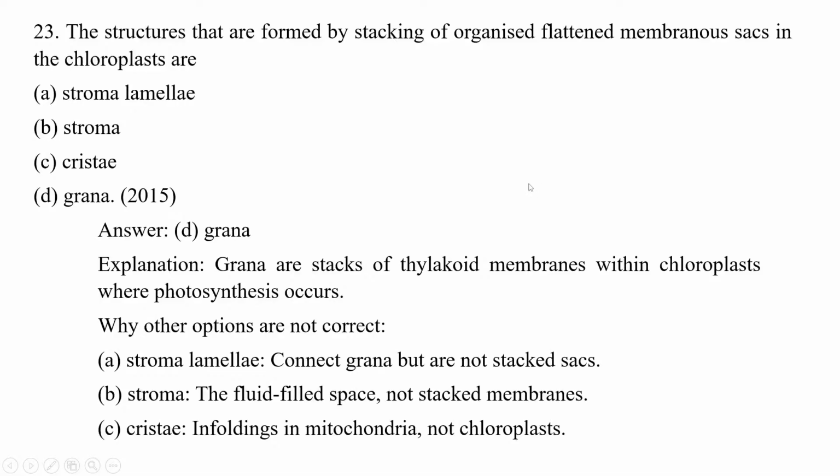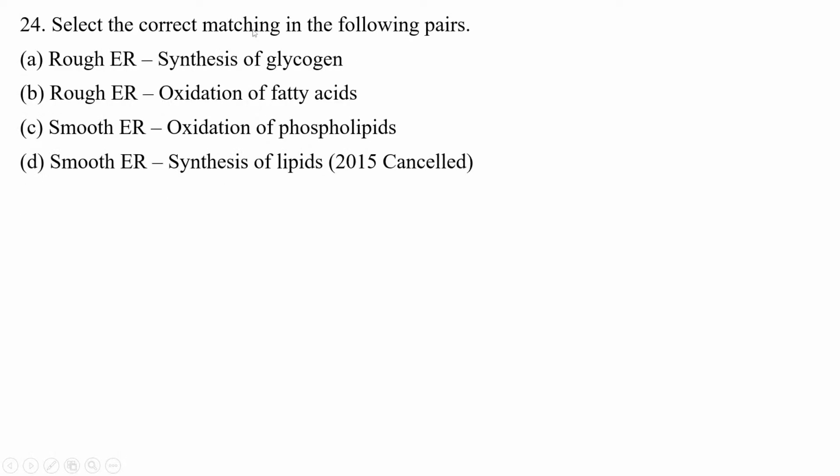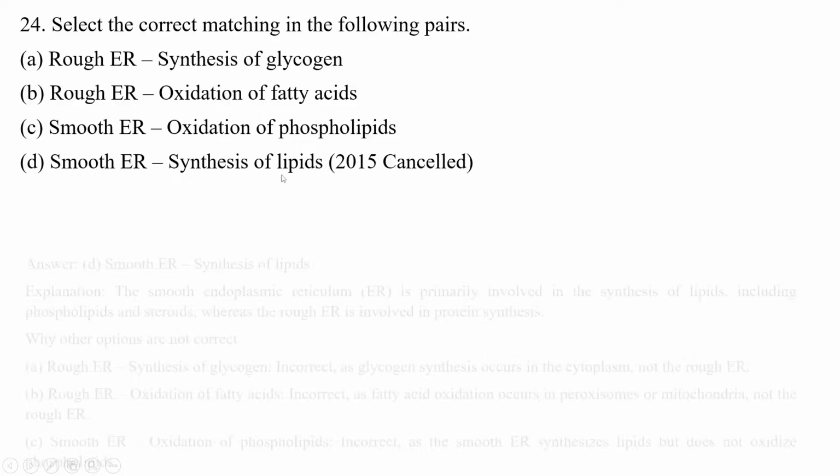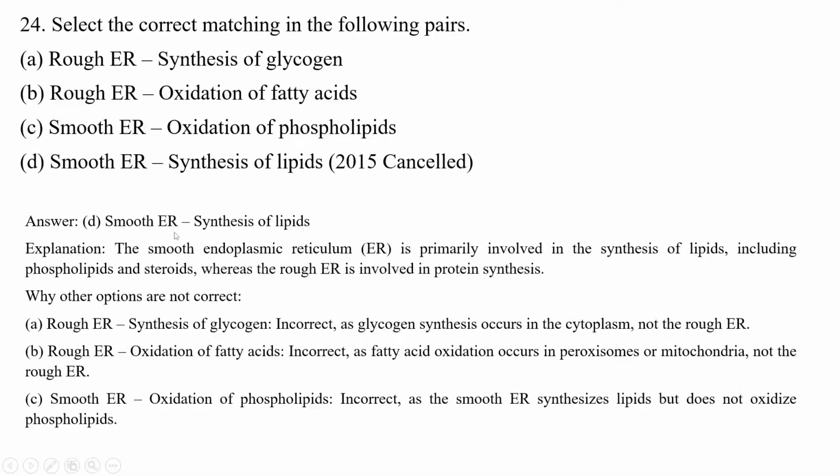Let's move to the next question. Select the correct matching in the following pairs: rough endoplasmic reticulum, synthesis of glycogen; rough endoplasmic reticulum, oxidation of fatty acids; smooth endoplasmic reticulum, oxidation of phospholipids; and smooth endoplasmic reticulum, synthesis of proteins. The correct explanation is that smooth endoplasmic reticulum is involved in lipid synthesis, and rough endoplasmic reticulum is involved in protein synthesis.